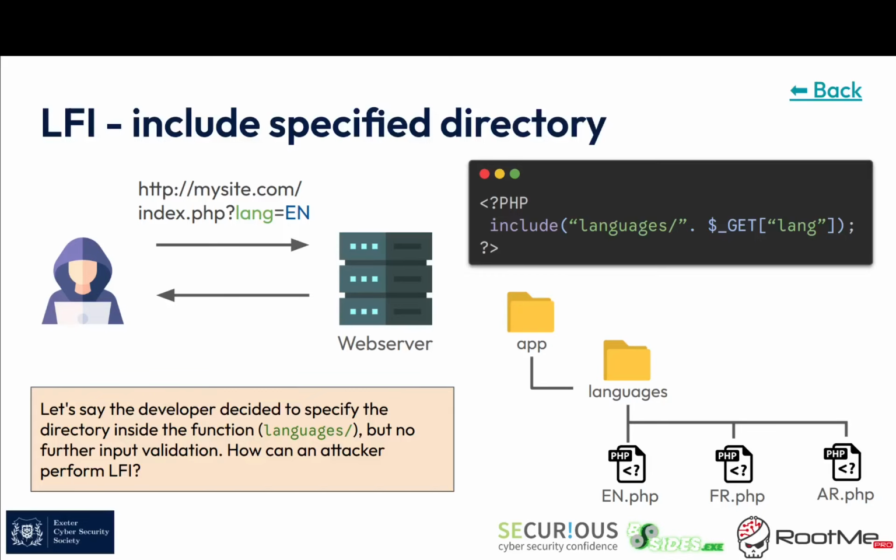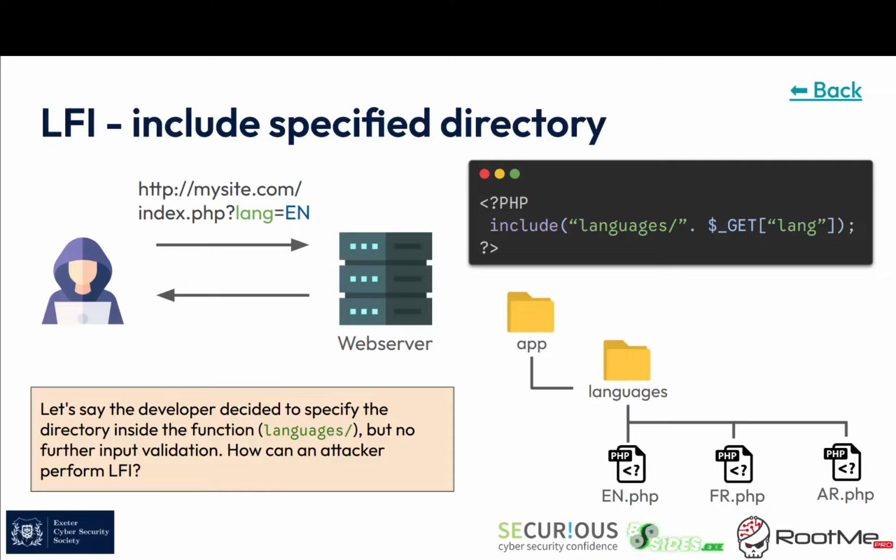Alright, so the first one is include specified directory. Let's say the developer wants to do a little bit of input validation, and they say, well, let me put the languages folder as a requirement for the include function. This means that the files put in the include function are expected to come from the languages folder, and you wouldn't be able to get files outside of that folder.